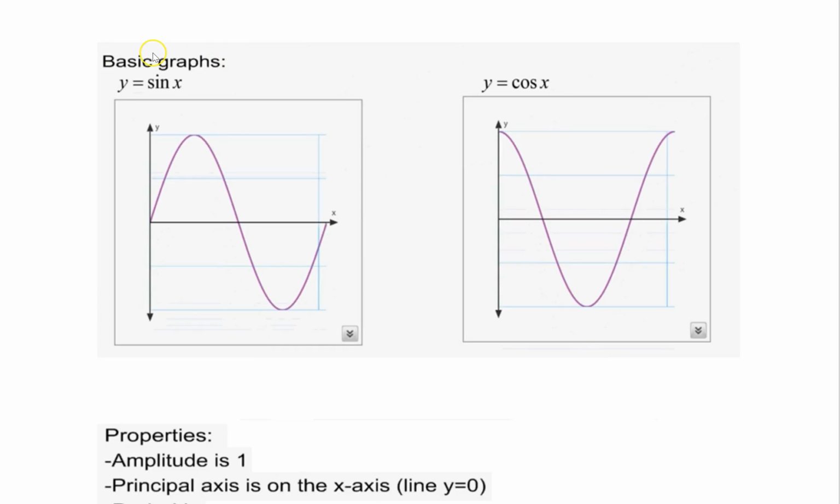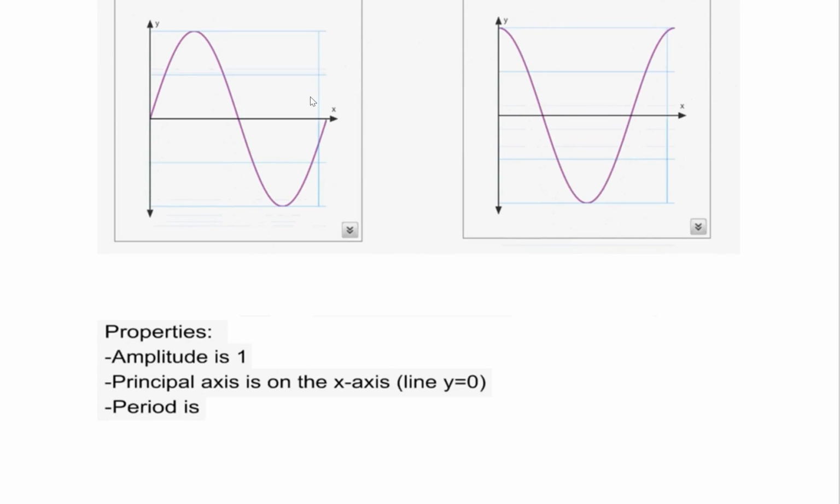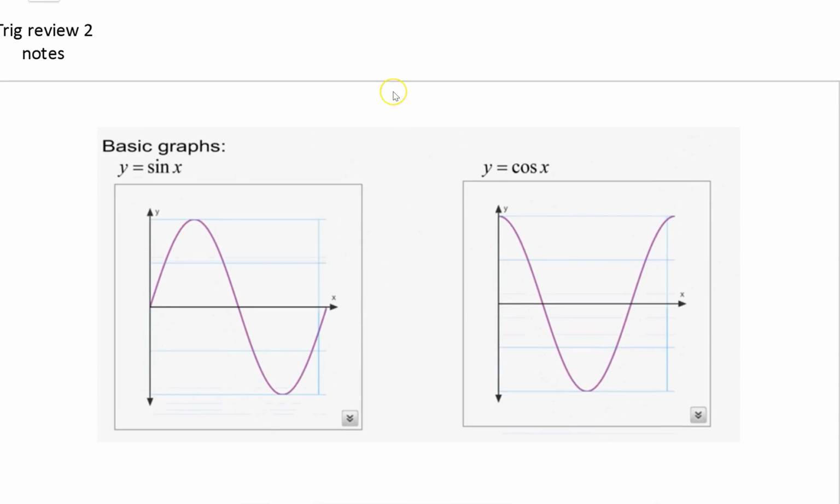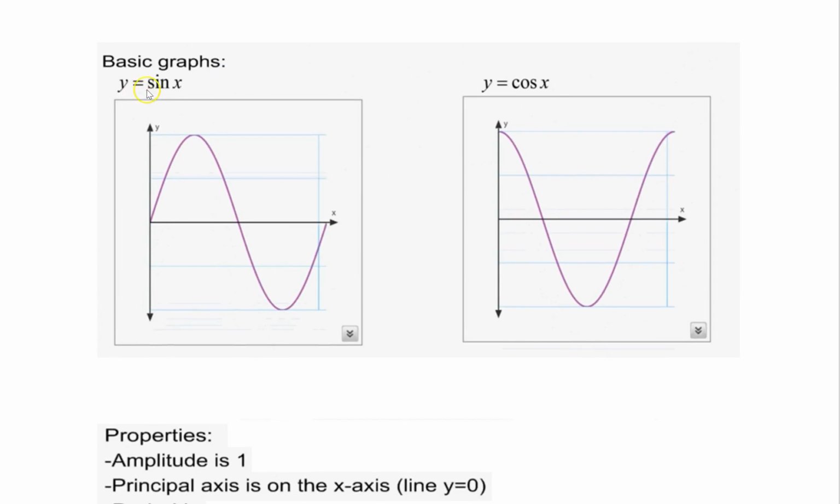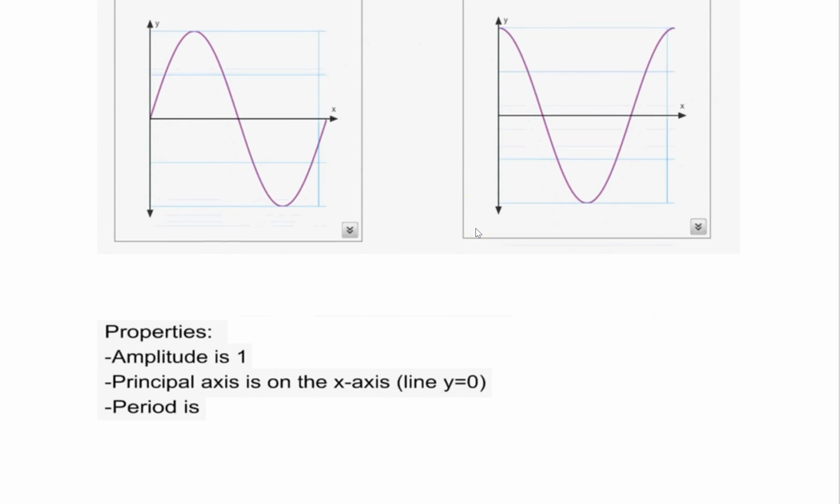Trig review part 2. So let's start with some basic graphs. So first thing to know, our amplitude is always a number in front, which in this case, if I can get this right, is a 1. There's a number in front, so it's 1. That's how high and low you go. Principal axis is kind of where you start, so we should always start at the middle, 0, unless we have to move it up, which we'll talk about in a bit.